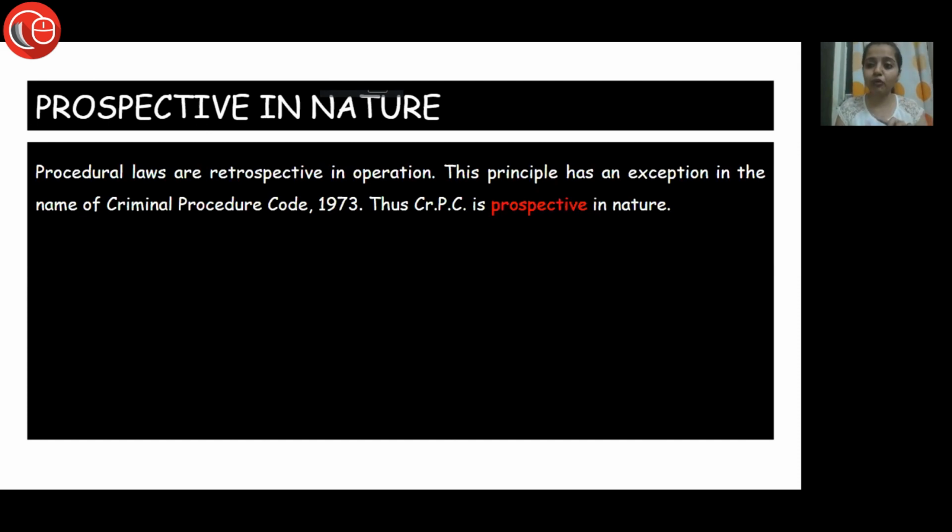That means before the commencement date of the Criminal Procedure Code, that is 1st April 1974, if an offense is committed, and it has to be decided according to which provisions the offense should be tried with, then the act would be of 1898 and not of 1973, because it is prospective in nature and does not apply to offenses committed prior to its enforcement date.